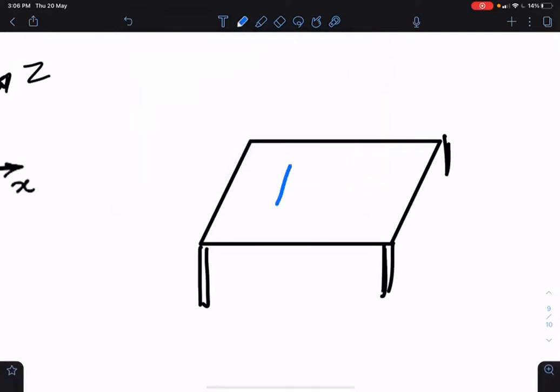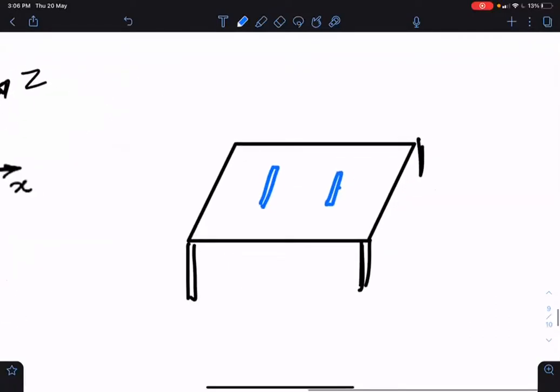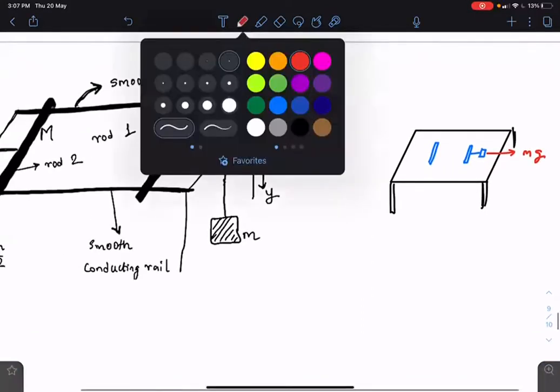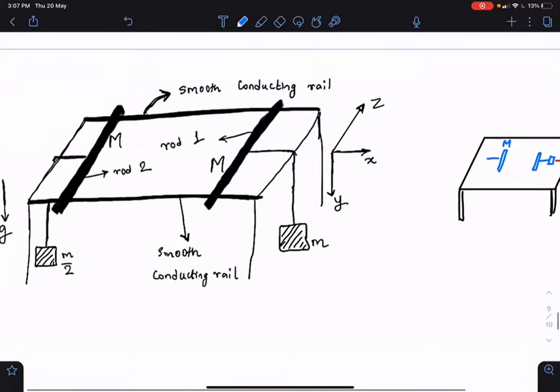See, you can say that this is one rod here, this is one rod, and you can say that this is a string which is actually going like this down. You can say that it is horizontal only, and there is a block, and then there is a force F, and that force is mg. Same thing we will have here also. In the left case, this is m, and this is a string, and this is a block m by 2, which is being pulled towards right by m by 2.